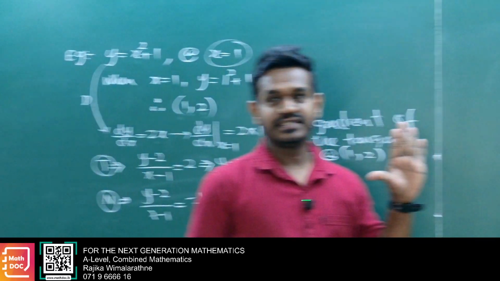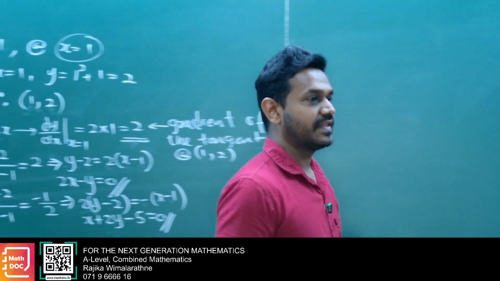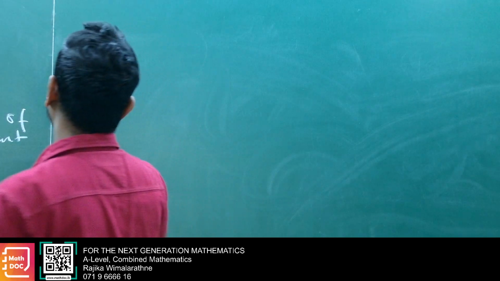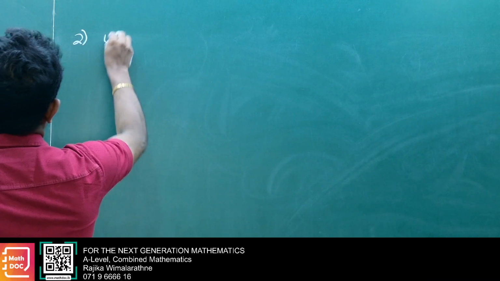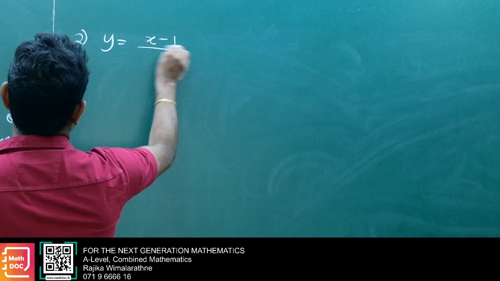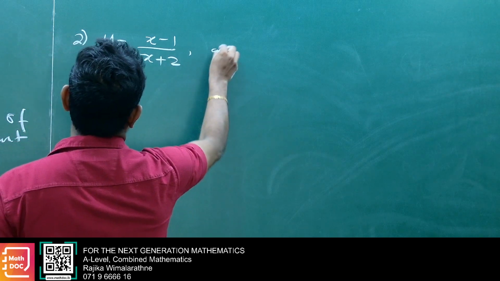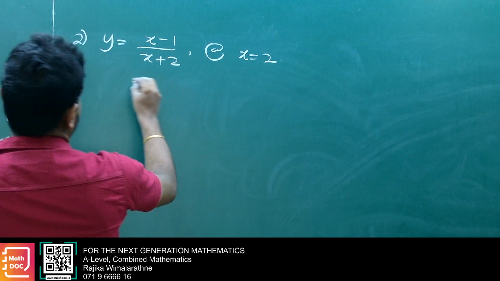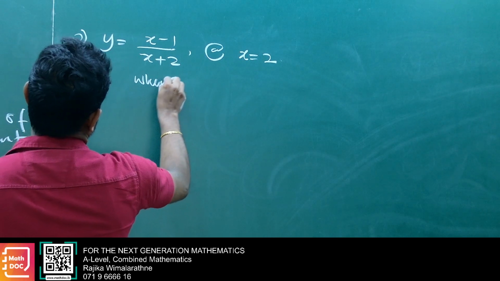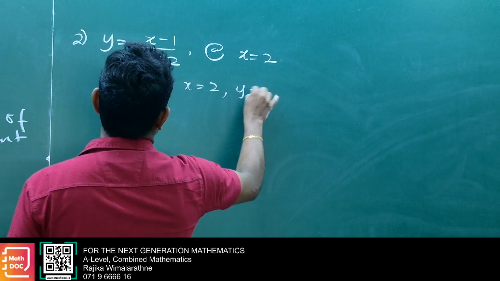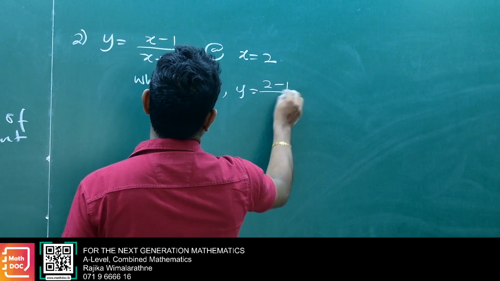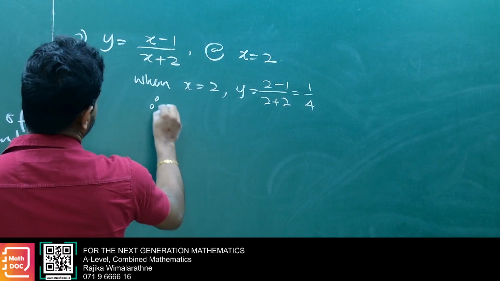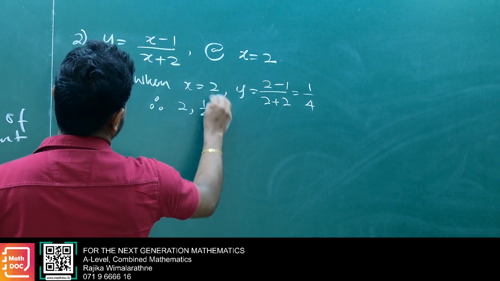See another example. Okay, you better do it with me. y equals x minus 1 over x plus 2 at x equals 2. When x equals 2, find y. 2 minus 1 over 2 plus 2, 1/4. Therefore the point is 2 comma 1/4.